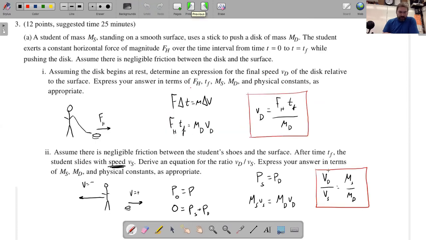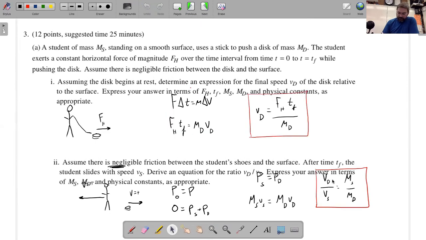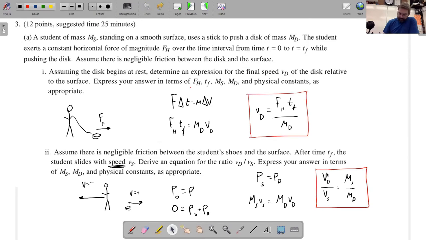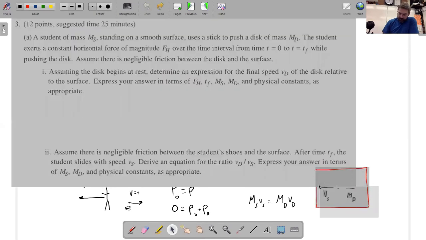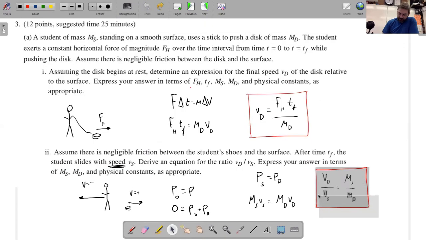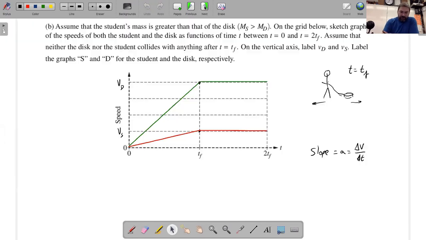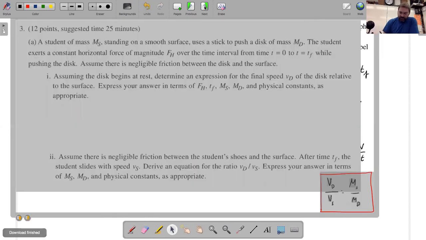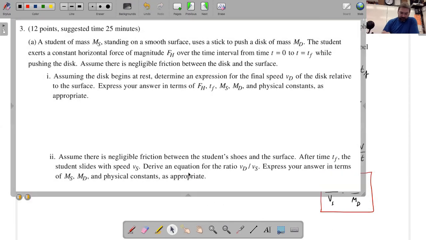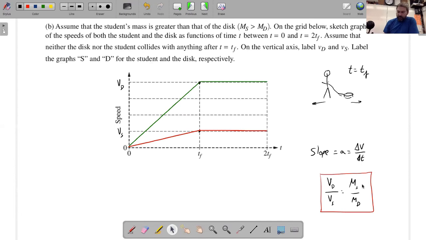And you can even see that because, here, I'll just copy this in. This ratio here, let's see if I can get just that. I guess I can't. I'll copy this whole thing, put it in here, paste that, but I need to get rid of this thing. Okay, so the ratio of the velocity of the disk to the velocity of the student is greater than 1 when the ratio of the mass of the student to the mass of the disk is greater than 1, which it is in this case.